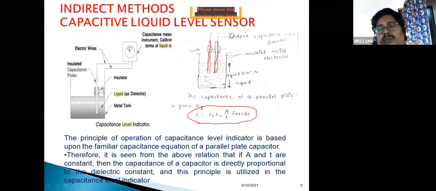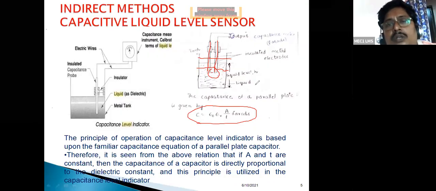Here, if you observe clearly, when the level of the tank rises, the medium between the two capacitor plates changes. Once the level is up to this point, the liquid occupies only up to this point. The dielectric, that is the medium between the two capacitor plates, changes when the height of the liquid changes, whether it increases or decreases. So now you got it.